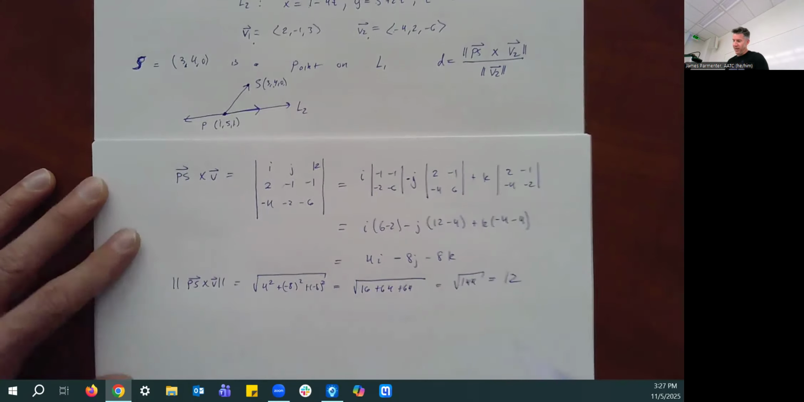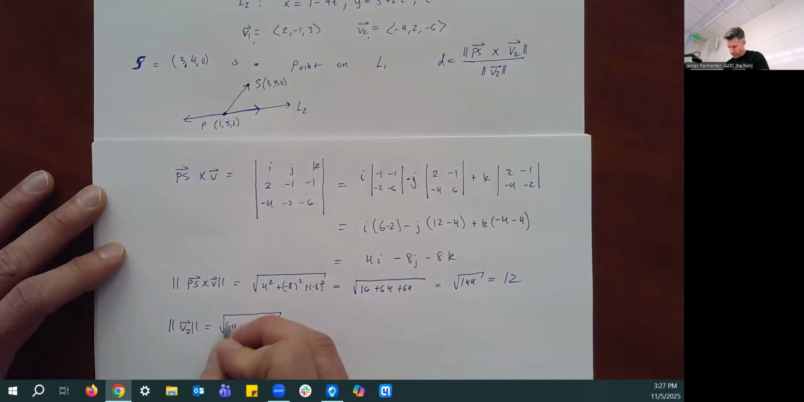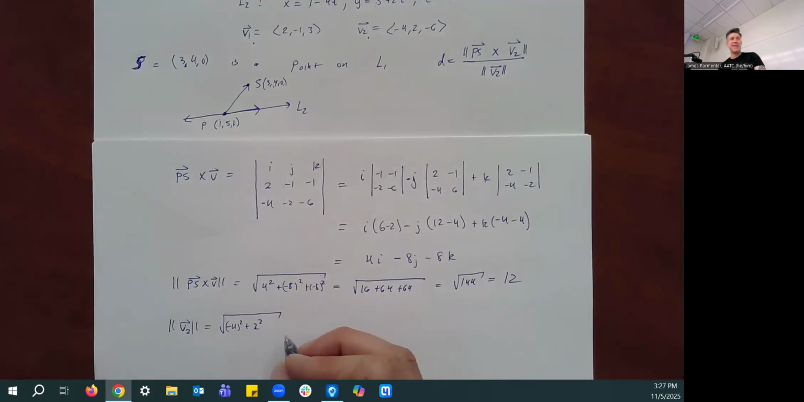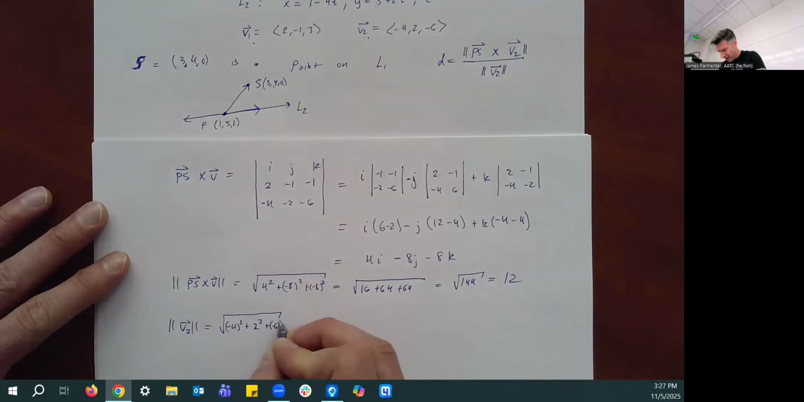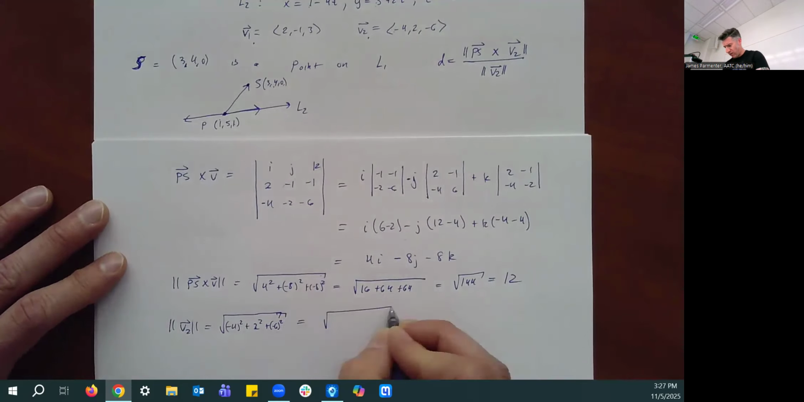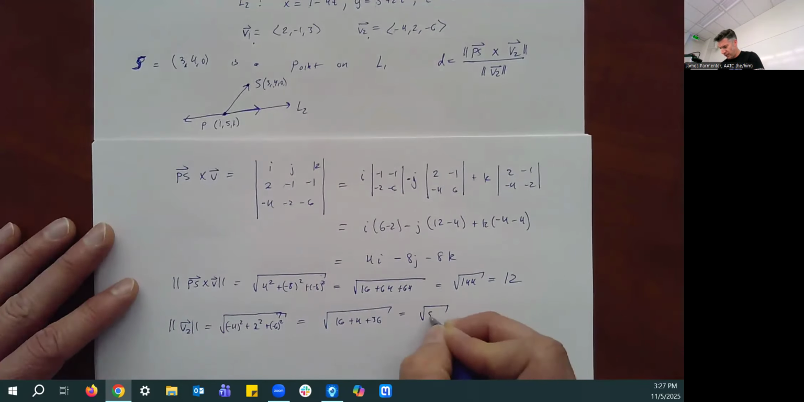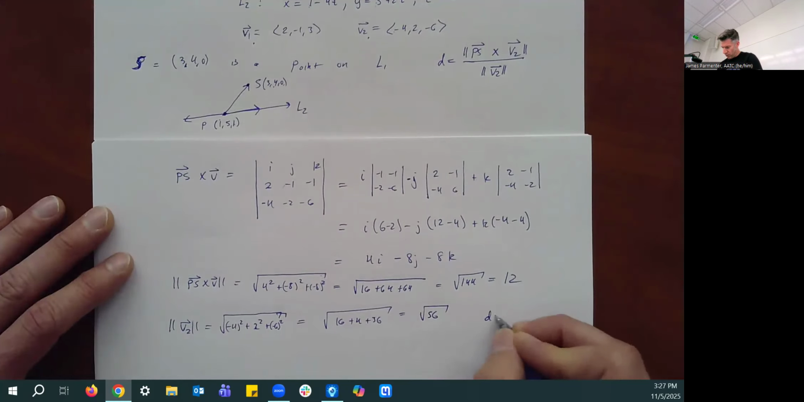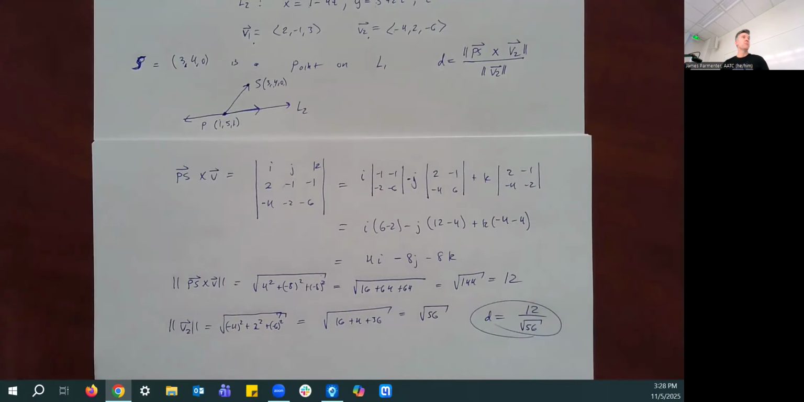Banner day. Okay, and then the magnitude of V2 is the square root of -4 squared plus 2 squared plus -6 squared. Also, when you write this, you don't need to write out the squares like that. You should write the square root of 16 plus 4 plus 36. That's too much writing otherwise. So then you get the square root of 56. So it looks like our distance is going to equal 12 divided by the square root of 56. Neat.